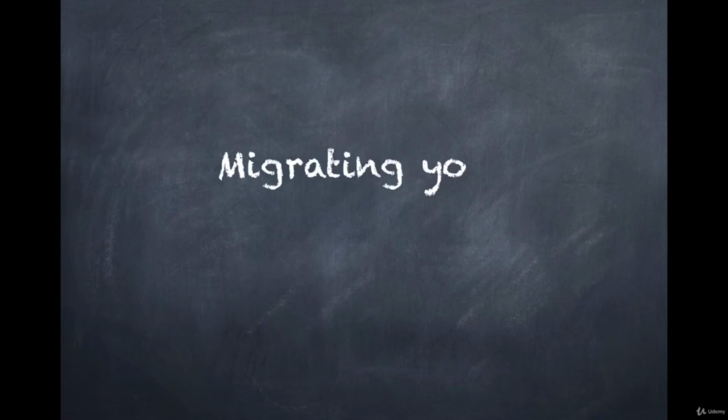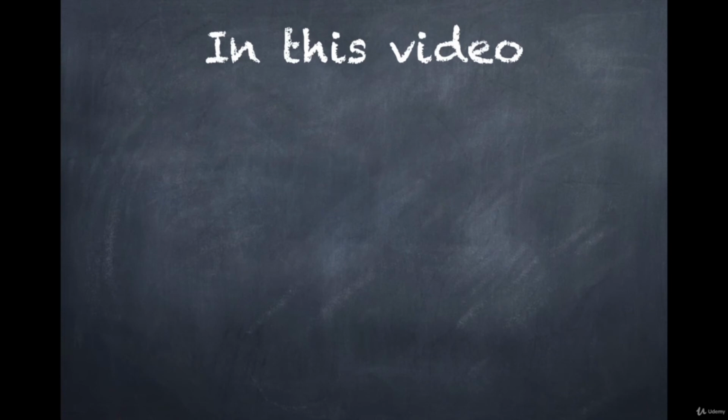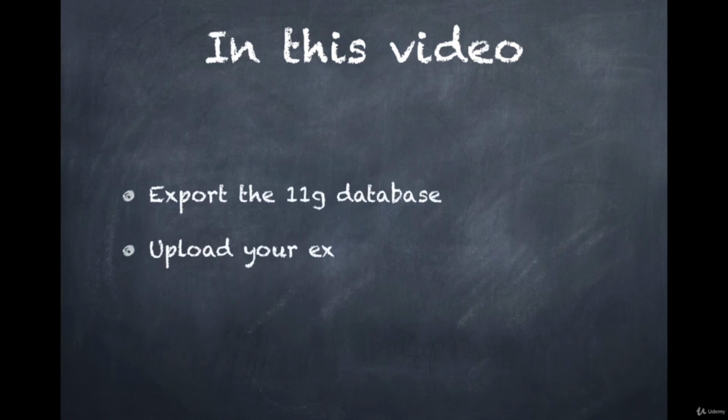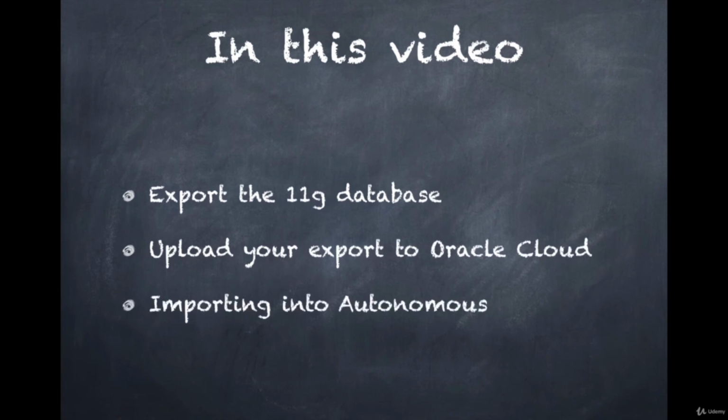Welcome to the video about how to migrate your database into an autonomous database. In the video before, we learned how to validate your database before the migration. As our database is compatible with Autonomous, we're going to see the steps for the migration. First, we're going to generate an export of the database. Then we're going to upload the export to the object storage in the Oracle Cloud. And finally, we're going to import into the autonomous database.